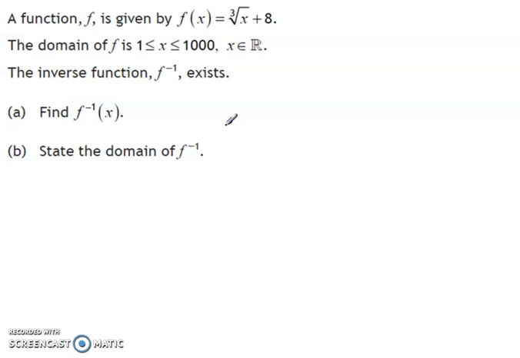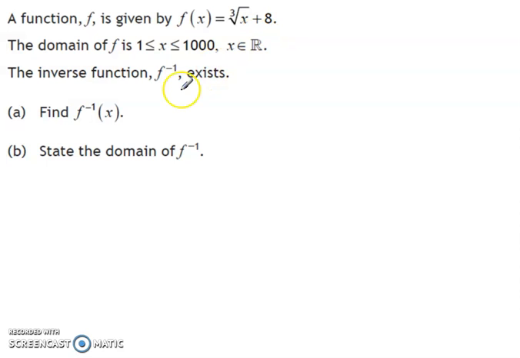A domain is the values of x for which the function is valid. So if we look at the question here, the domain of f is 1 less than or equal to x less than or equal to 1,000. That means the domain, i.e. where this function exists, is for every value of x between 1 and 1,000. The range is then the set of answers that we get for that. So the range is the set of answers that exist for each of the values in those domains.